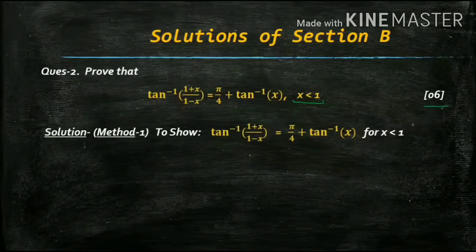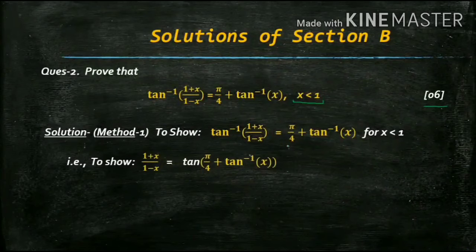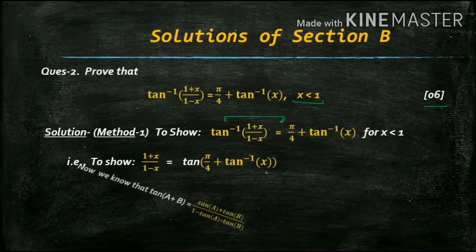First method, you have to show this thing. You can also take this tan over to this side and write this thing, and show this. That means you can also show it this way. That is not a problem. Now let's see how we do that. Now it becomes a very easy question.